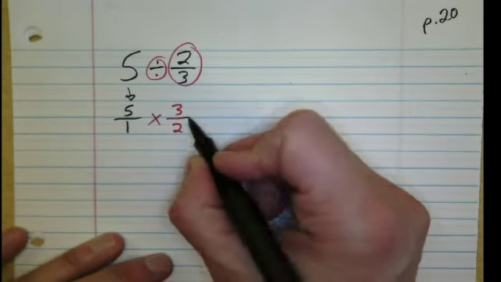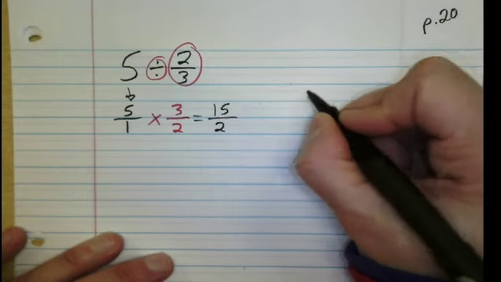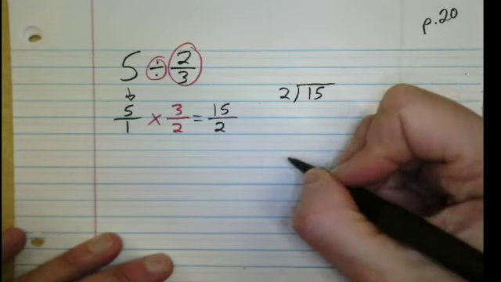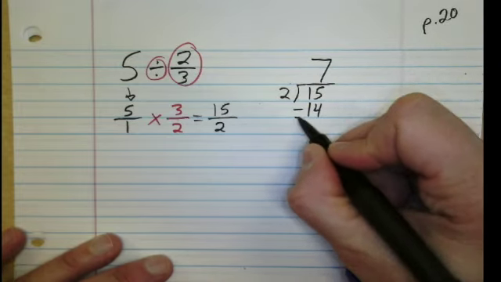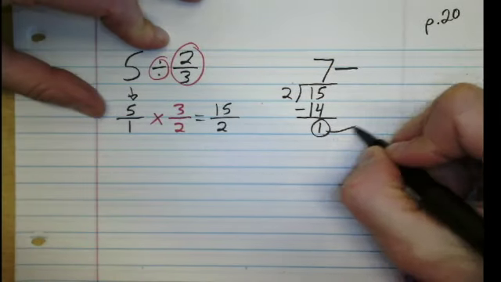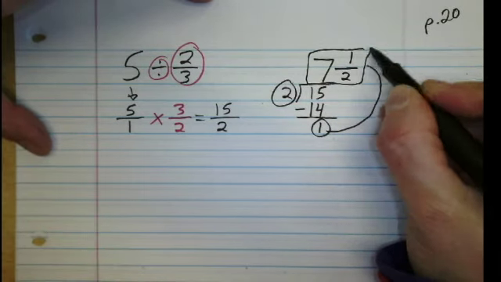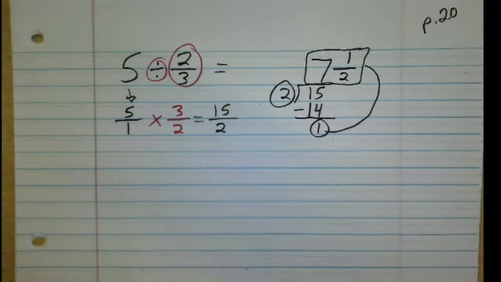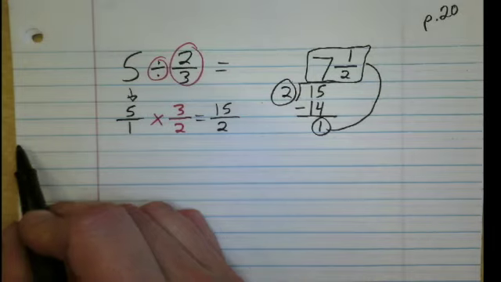Simplify and multiply. I can't really simplify. Those are pretty small numbers. So I'm ready to multiply across. 5 times 3 is 15. 1 times 2 is 2. And this is improper, so this is where we take our 15 and we divide by 2. 2 goes into 15 7 whole times. That gives me 14, and when I subtract, I get 1. 1's my remainder, so I would make a fraction. 1 on the top over what I'm dividing by, 2. 7 1/2. So solving that problem, 5 divided by 2/3 is 7 1/2. Let's draw a line and do another example.